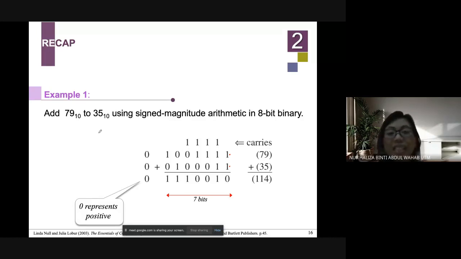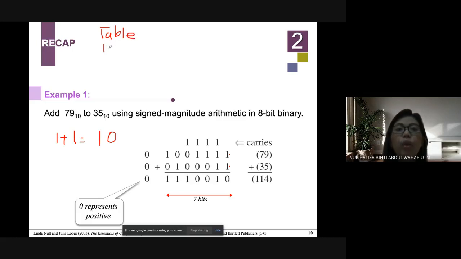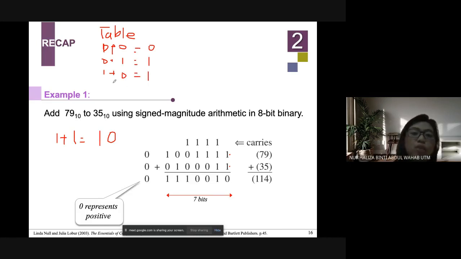1 plus 1 equals 10. This I also already provided in the previous video. If you check, there is a table in the video showing you what is happening. If 0 plus 0, you're going to get 0. If 0 plus 1, you're going to get 1. If 1 plus 0, you're going to get 1, and so on. So 1 plus 1, you're going to get 1, 0.